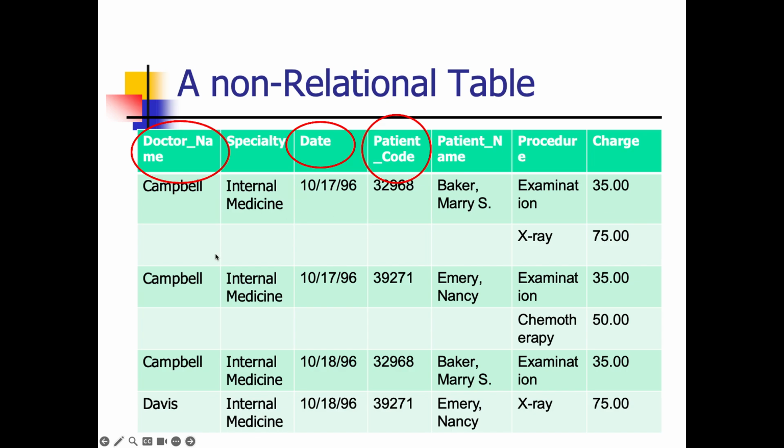So is this table in 1NF? This is not, right? We have multiple values stored in this cell. Is it in 2NF? No. And what is the primary key here? We should define a composite primary key, right? A composite primary key with doctor name, date, patient code, and possibly also procedure, because one doctor may have multiple procedures on the same patient on the same day.